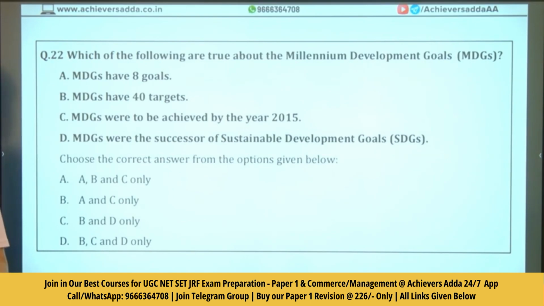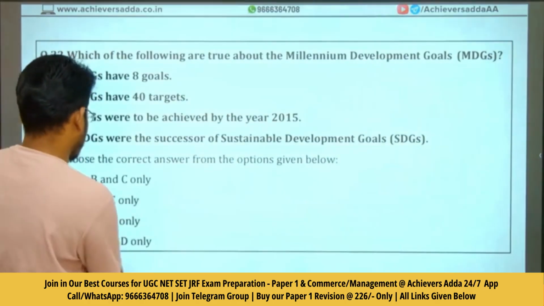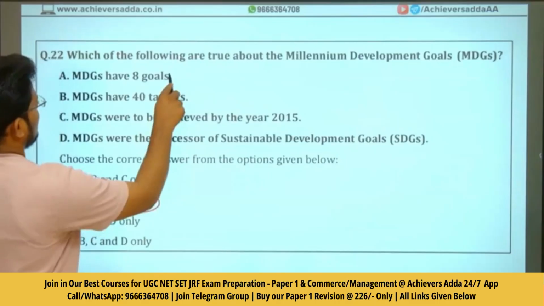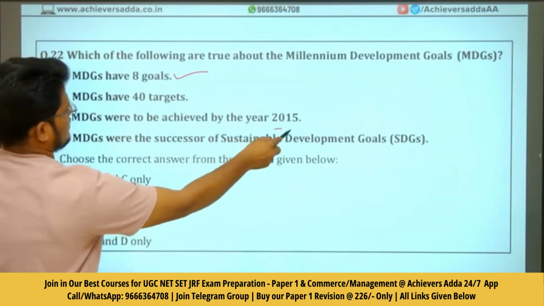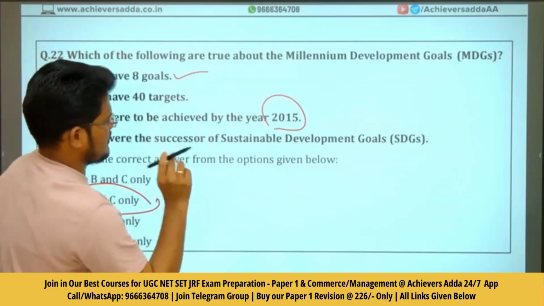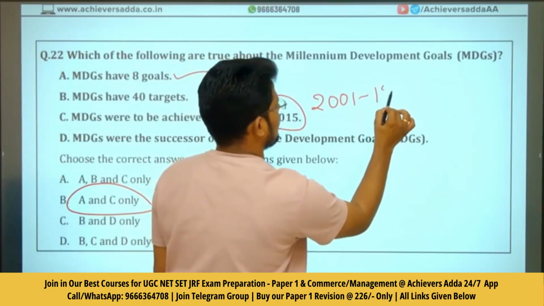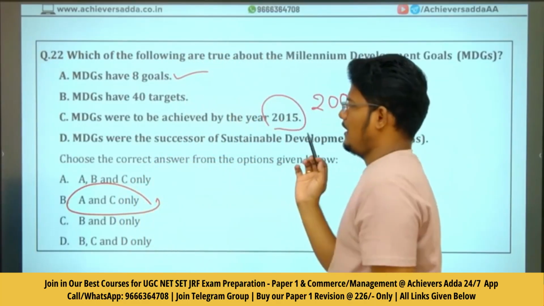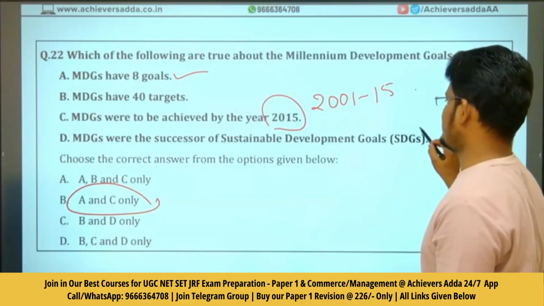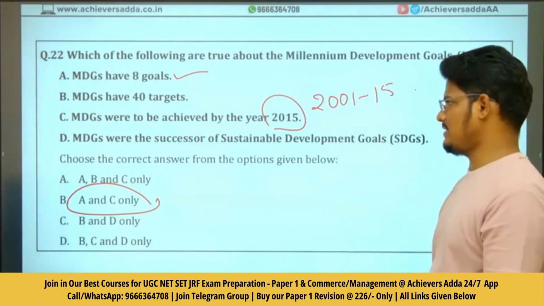So this question is about the second, A and C. Eight goals to be achieved by 2015. The time period is 2001 to 2015. MDGs were the successors of SDGs? No, SDG is the successor of MDG.